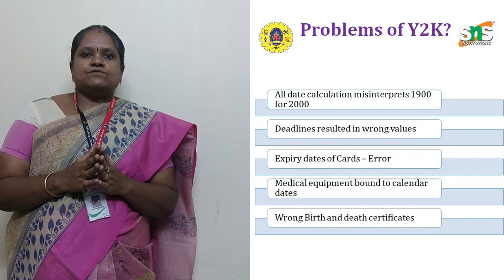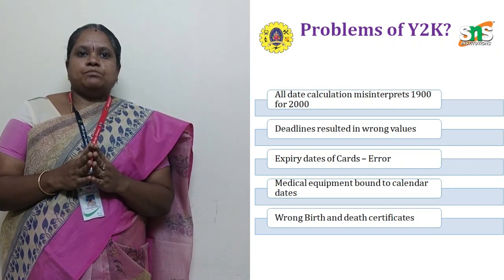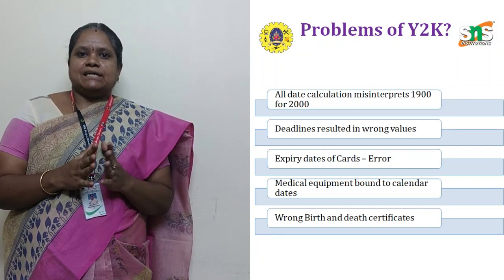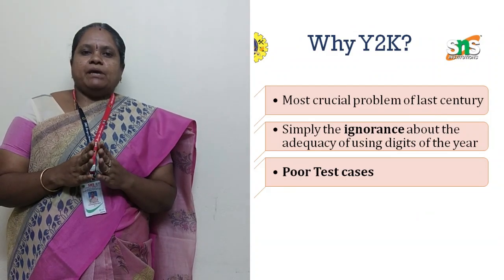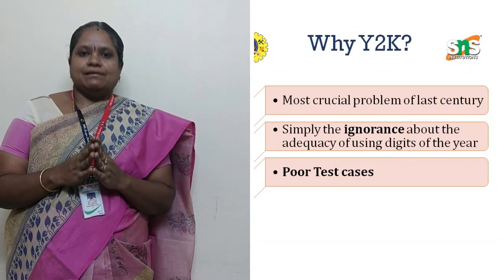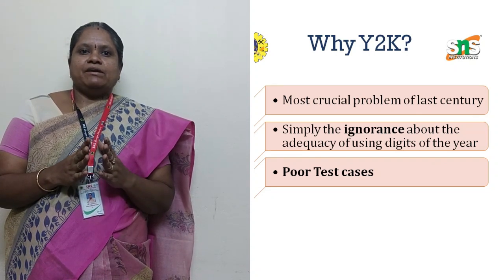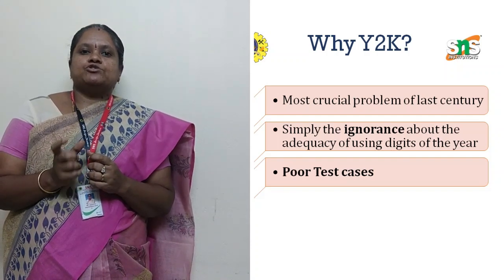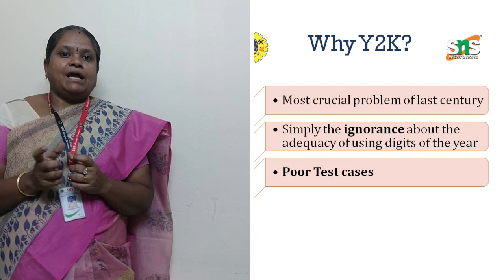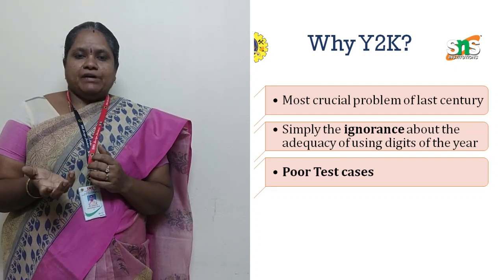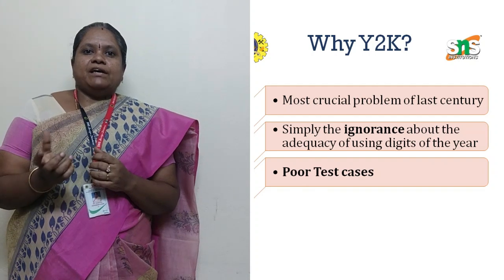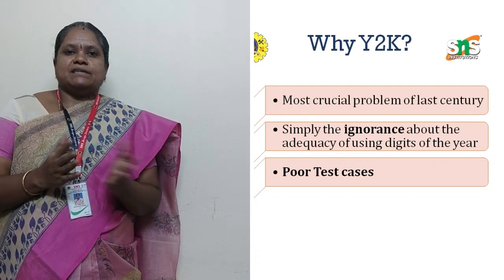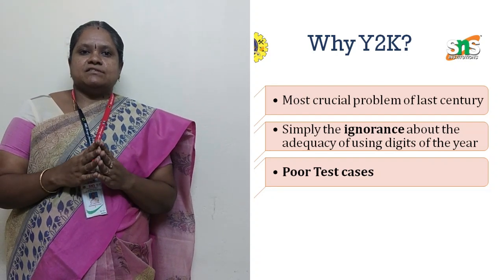So what are the reasons for this Y2K issue? That should be thought of by every software professional, as this is the crucial problem of the last century concerning software professionals. The main reason behind this issue is simply ignorance. The software engineers were ignorant about the number of digits to use for the year. They simply used 2 digits. They did not realize what would happen at the end of one millennium and the start of another, such as 2000 being read as 1900. So ignorance is the main issue.